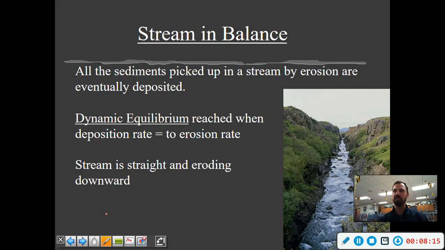And then a couple things about streams just to also take everything home. So a stream in balance is when all sediments picked up in the stream by erosion are eventually deposited. And one that's in dynamic equilibrium has reached a point where deposition rate is equal to erosional rate. So the stream is straight, eroding downward. Again, early on in the stream's life, that's typical. As it matures, this will change.